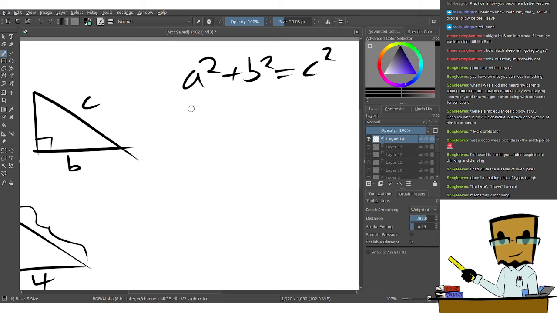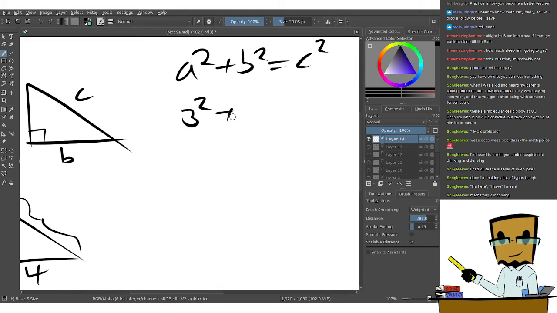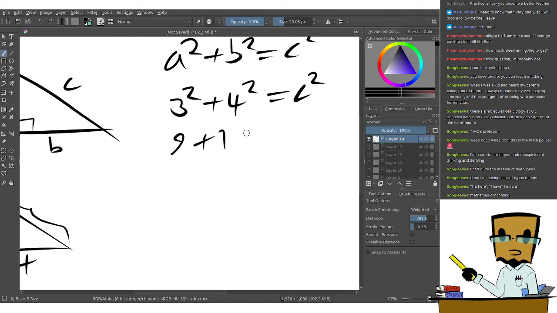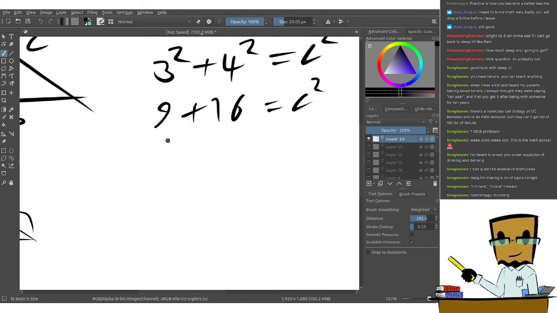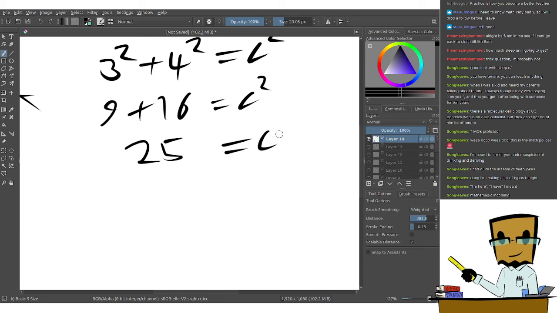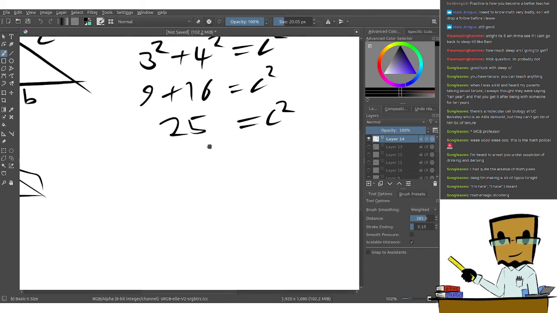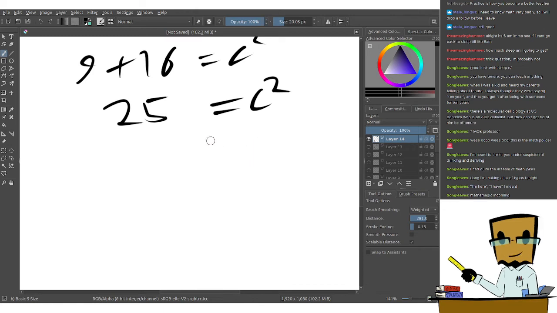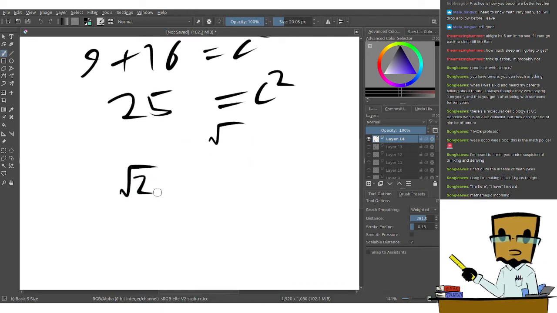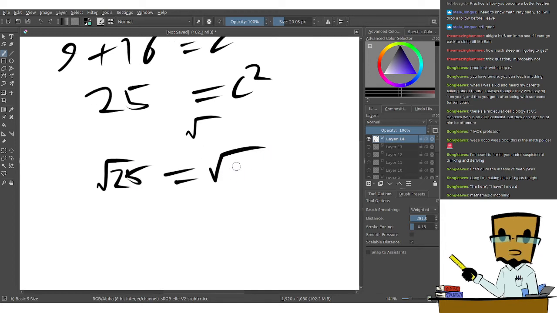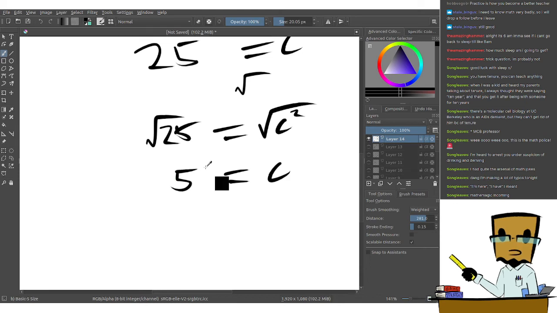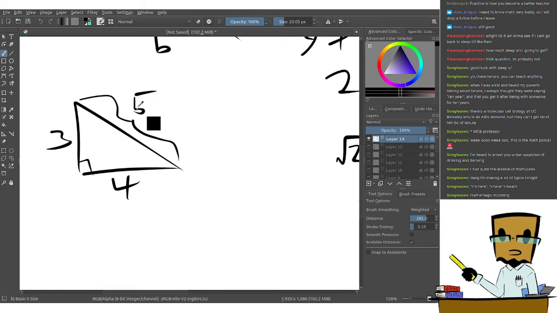So, a is 3, b is 4, and c is unknown. So, 9 plus 16 equals c squared, and then add those together, 25 equals c squared. And now, I guess I didn't finish explaining exponents then. But anyways, you just take the square root of both sides, and the square root of 25 equals the square root of c squared. This cancels out, so we just get c, and the square root of 25. 5 times 5 equals 25. There you go. So, this is exactly 5 units long.